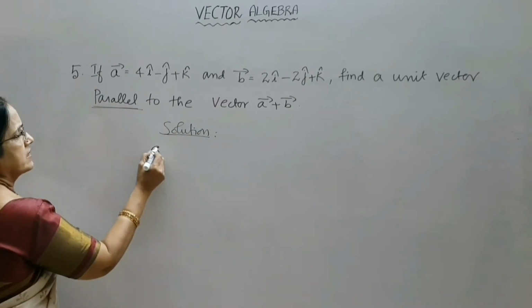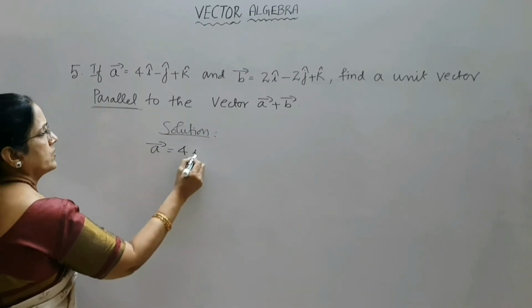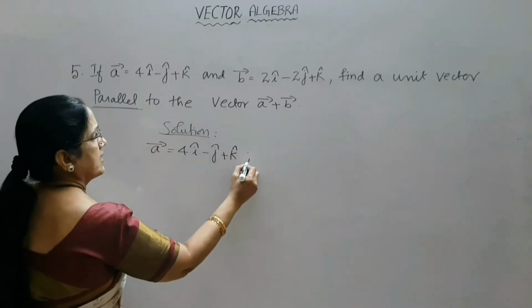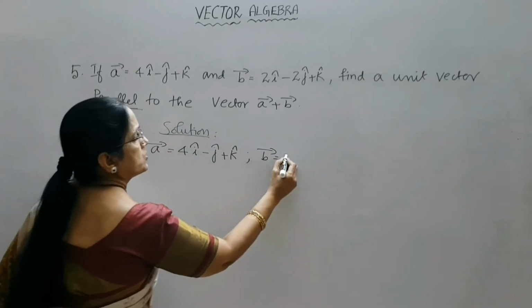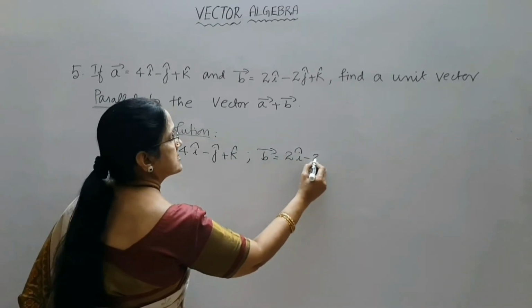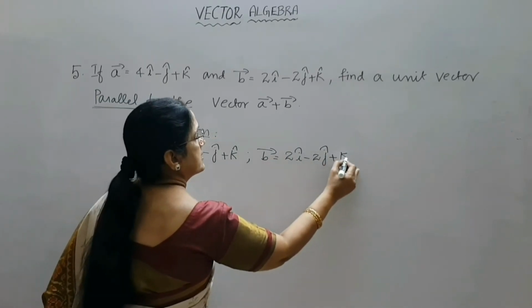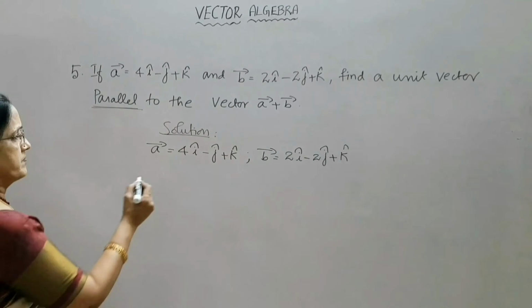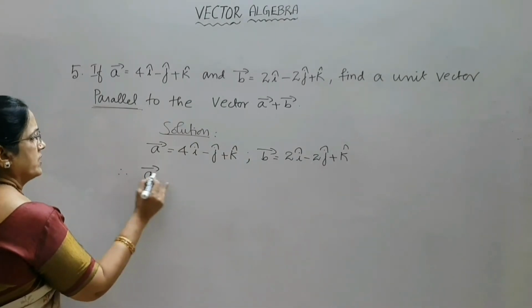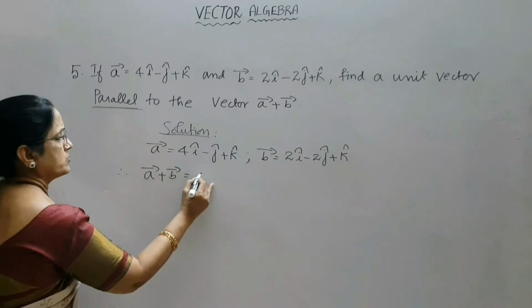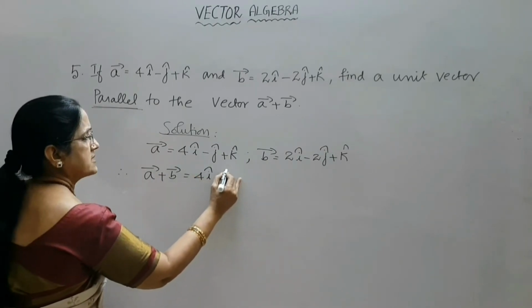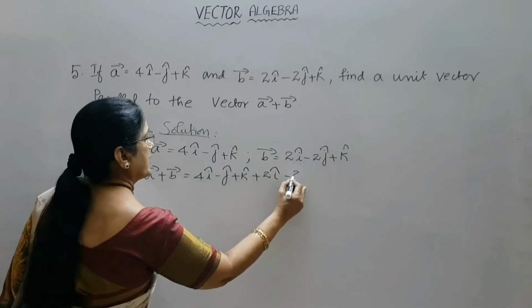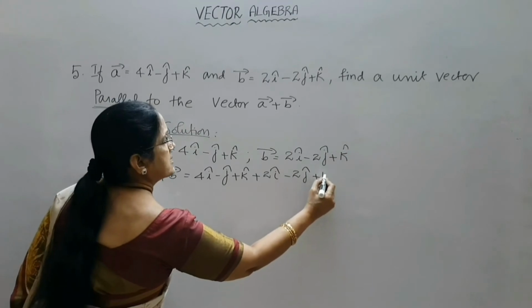You have been given a vector as 4i cap minus j cap plus k cap, and b vector as 2i cap minus 2j cap plus k cap. First, let's find out what is a vector plus b vector. Therefore, a vector plus b vector is equal to 4i cap minus j cap plus k cap plus 2i cap minus 2j cap plus k cap.